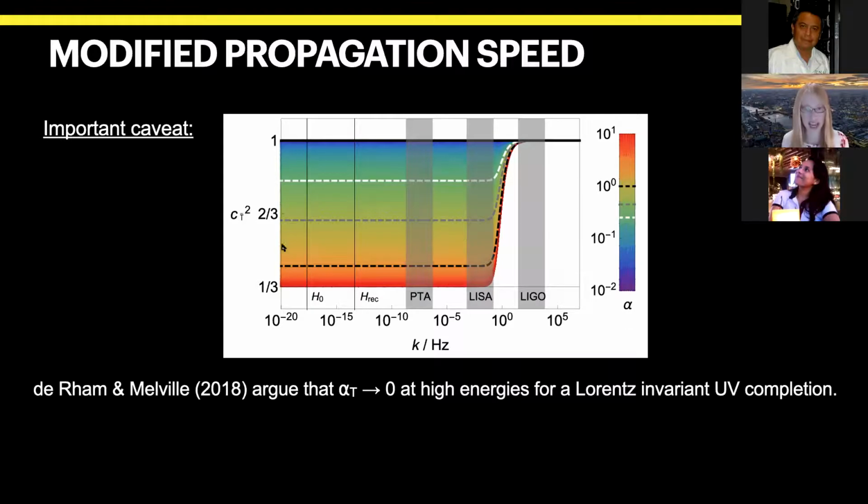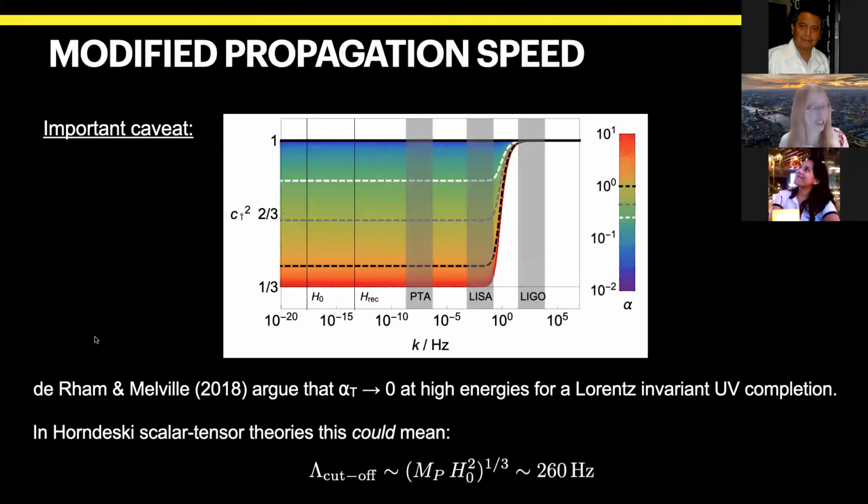Okay, and that's what you're seeing in the graph here. Alpha here is just a parameter. There's a lot of alphas in this talk. And here's the speed of gravitational waves squared. And you can see for different values of this parameter, it can be very low, or could be 2/3, for example. And then at some energy scale, all those speeds transition back to 1. And Durham and Melville argued that this, in Horndeski theories, this transition scale could be as low as about 260 hertz, okay, when you express it as a frequency. It doesn't have to be that low, but it could be.